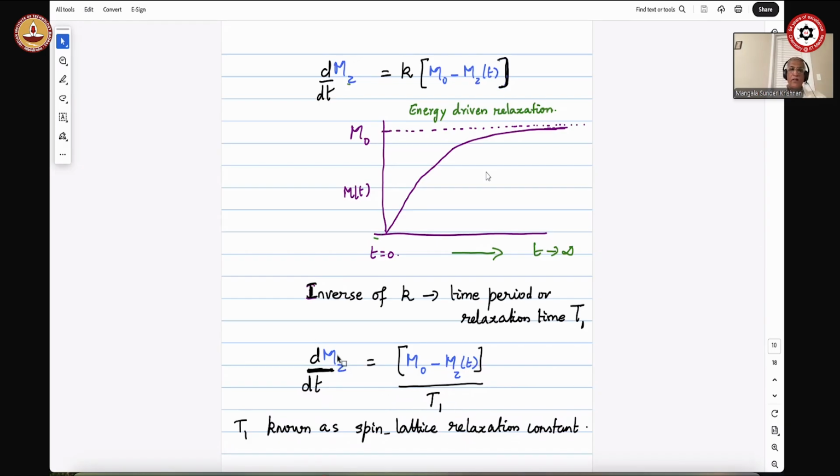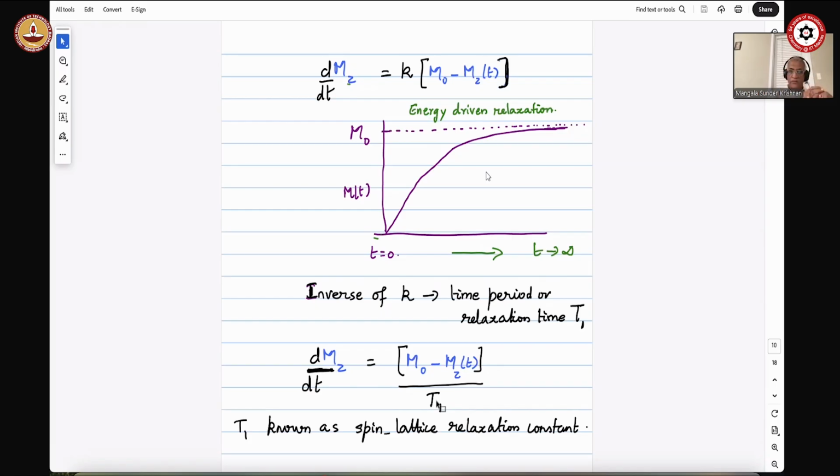So if you remember, this is like a concentration. 1 by T1 is like a rate constant. So you can see that the rate constant is 1 by T1, like first order rate constants. The rate constant has a dimension of second inverse. So T1 is called the spin lattice relaxation constant.